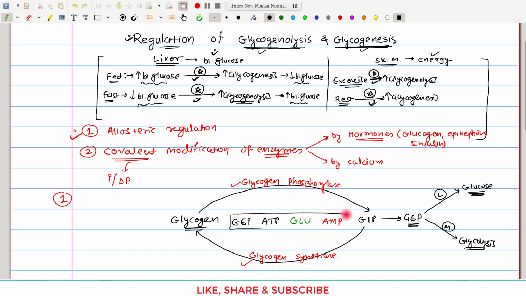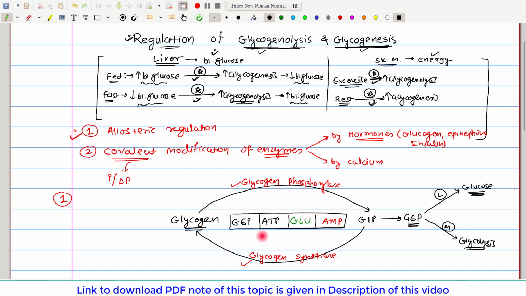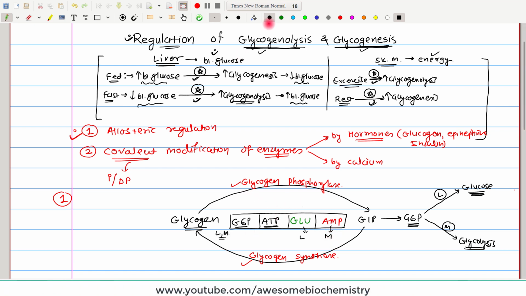These four molecules are very important allosteric regulators of glycogen metabolism. But before that, understand that glucose 6-phosphate and adenosine triphosphate both occur in both the tissues, liver as well as skeletal muscle. Whereas glucose occurs only in the liver, and adenosine monophosphate is an allosteric regulator only in the muscle. So with this information, let's see how these four molecules are affecting these two different enzymes.